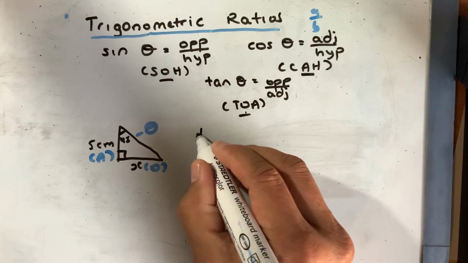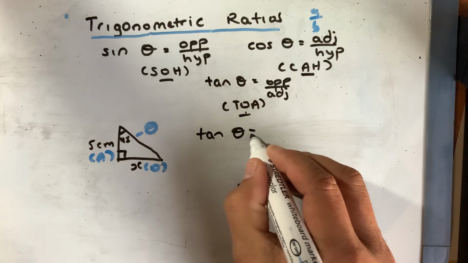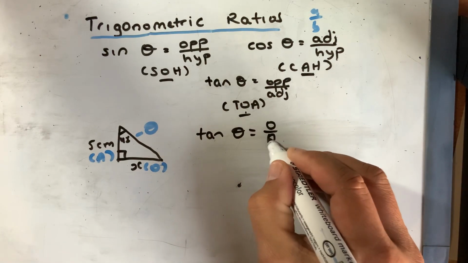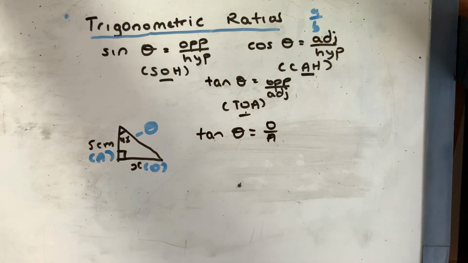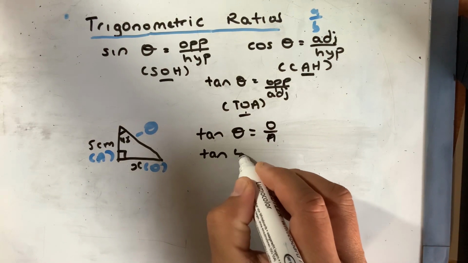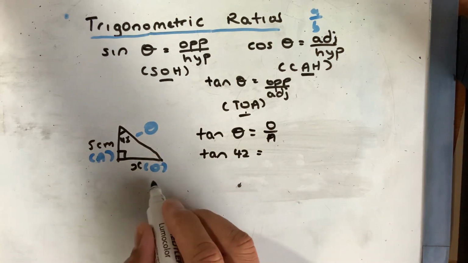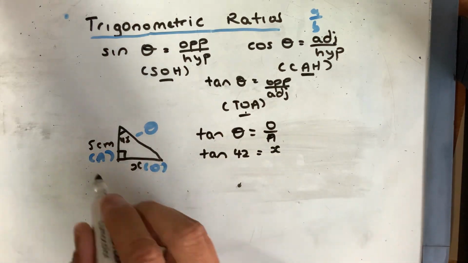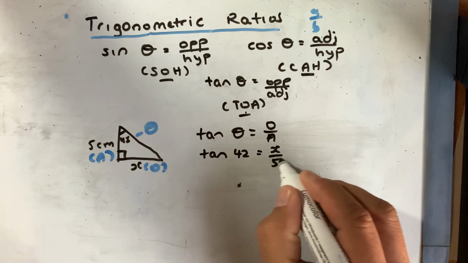So the formula used is tangent theta equals O over A. Now what's the next step? You're going to substitute the value. So instead of theta, it is 42, tangent 42. Instead of O, it's going to be X. And instead of A, it's going to be 5.